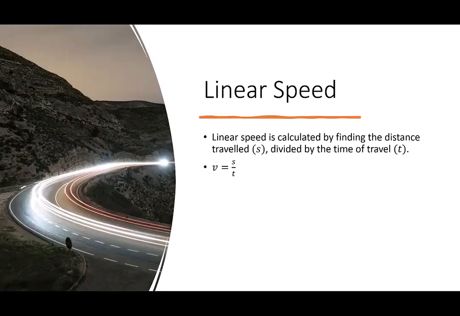Related to arc length is linear speed. Linear speed is calculated by finding the distance traveled, which we're going to call S, divided by the time of the travel, t. Our equation is v is equal to s over t. V is velocity, so velocity is distance over time. When looking at circles, our distance is s, the arc length, and our unit of time is still t.